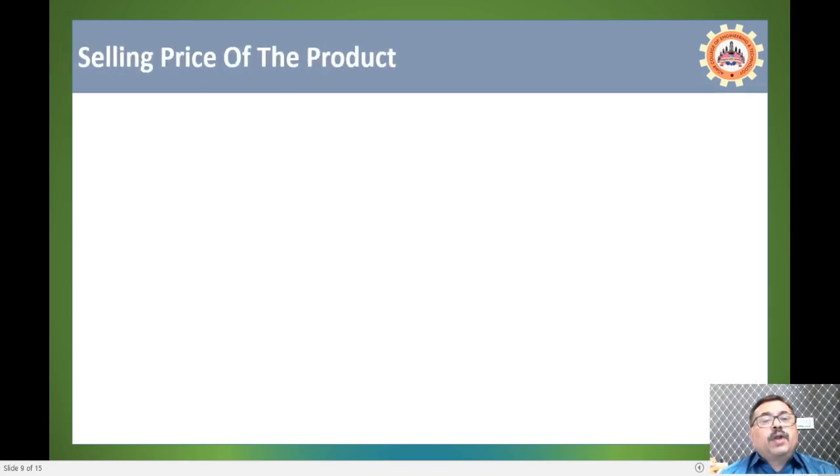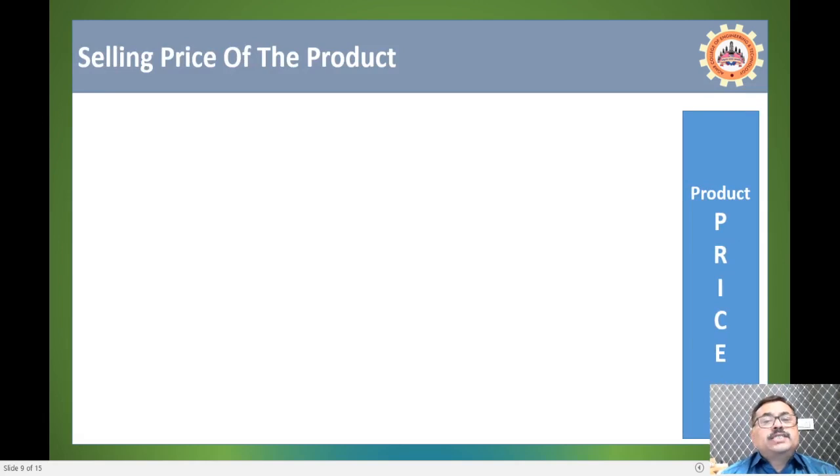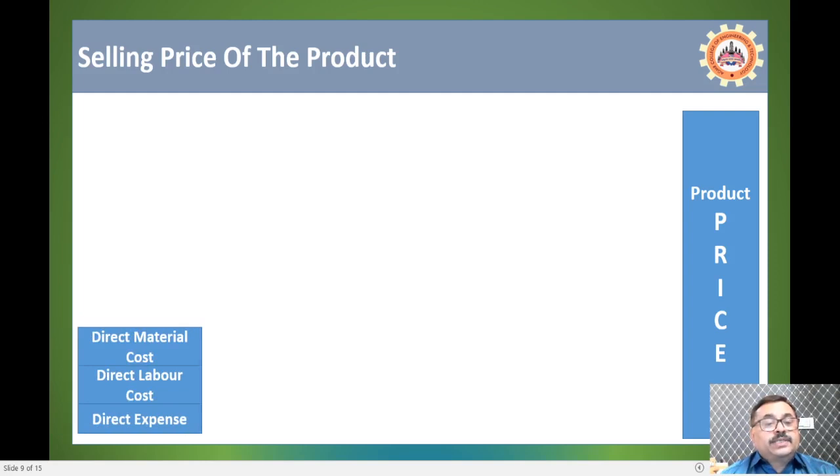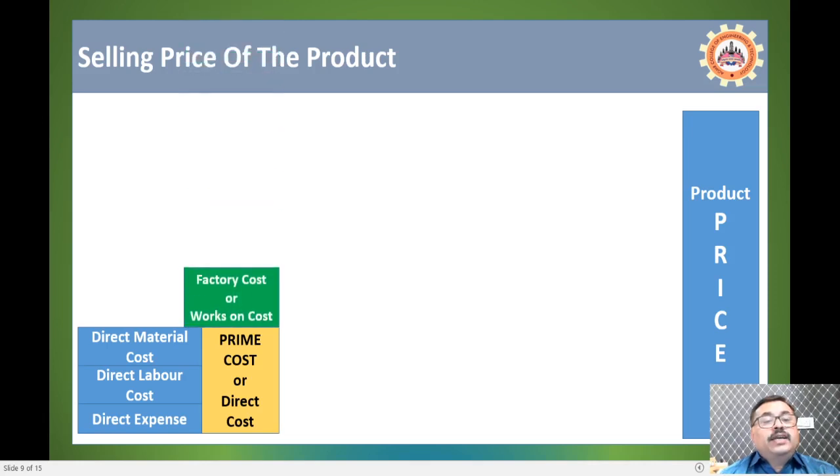Selling price of a particular product. So if you have to sell, the product price will be calculated based on different steps. The first step is to know the direct material cost, the direct labor cost and the direct expenses. If you club these three costs, it will be called the prime cost or the direct cost. If you add the factory cost or the works on cost to the prime cost, then it is called the factory cost or the works cost.